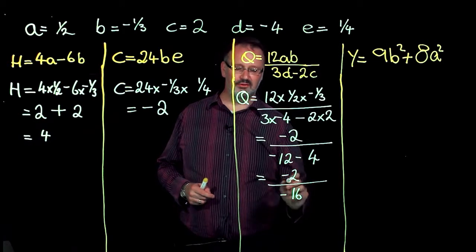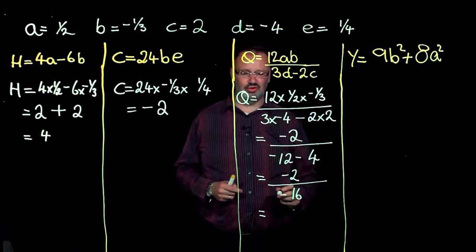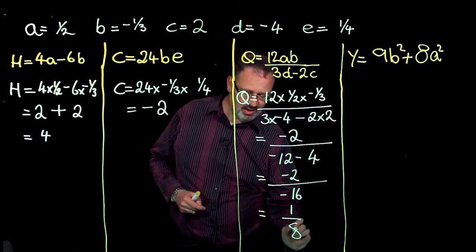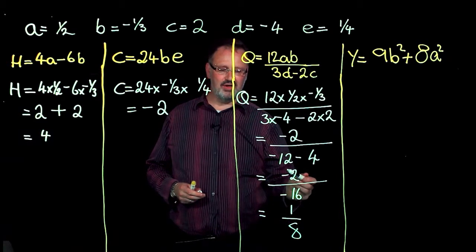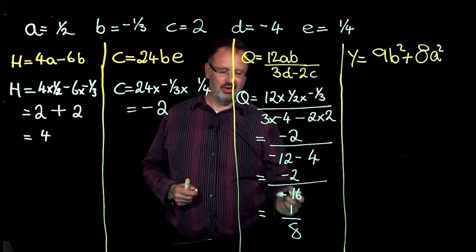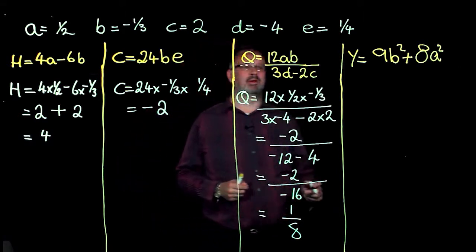Negative 2 divided by negative 16, thinking of this as a fraction, 2/16 is 1/8. Now considering the two negative signs, a negative quantity and a negative quantity, one being divided by the other, the answer is positive. So the answer is 1/8.